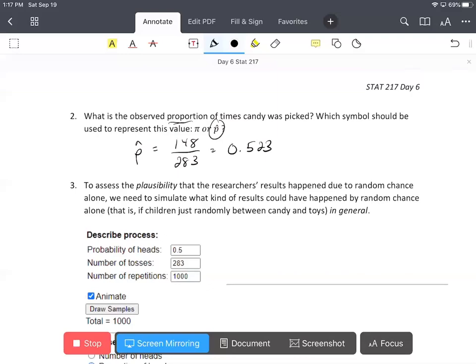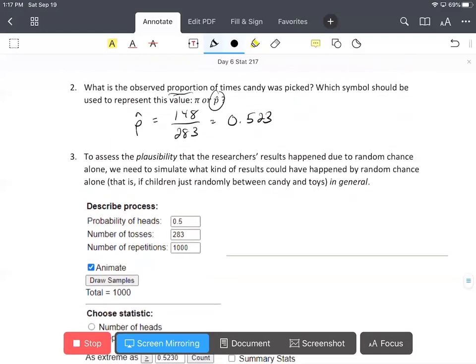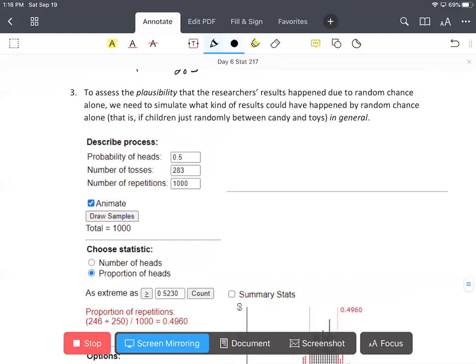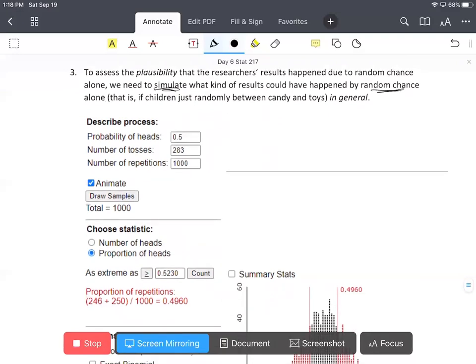Pi, remember, pi is talking about the whole population, all right? It's not talking about the proportion, which is related to the sample. To assess the plausibility of the researcher's results happening due to random chance alone, we need to simulate what kind of results could have happened by random chance alone, that is, if children were just randomly choosing between candies and toys.